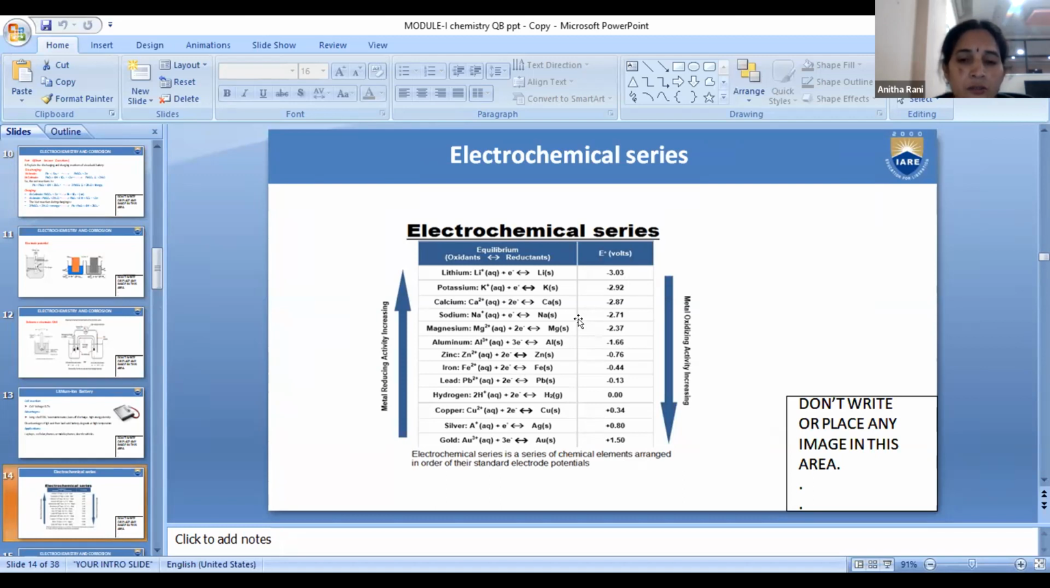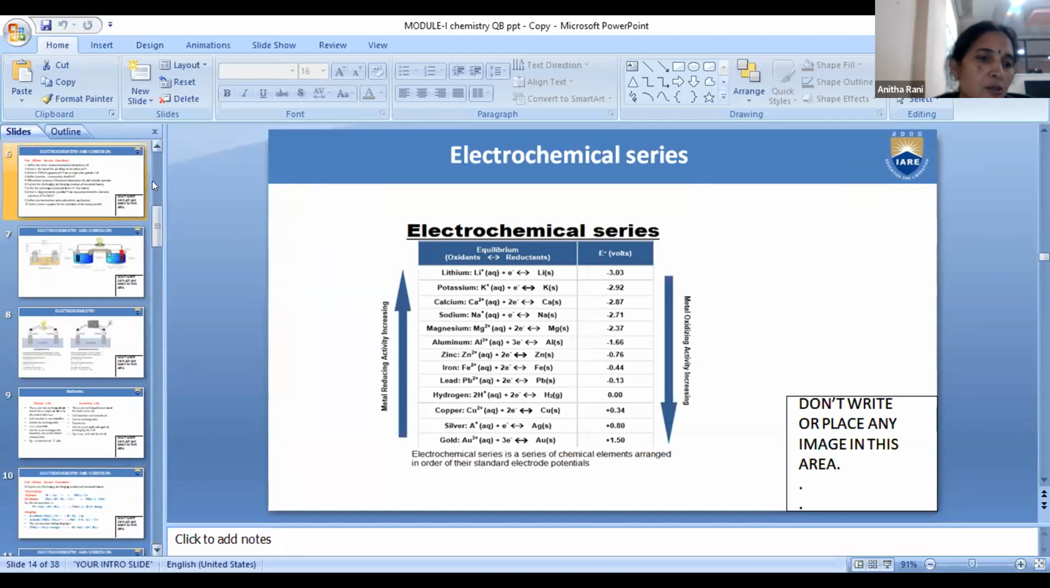Very good. The second is to predict whether a metal will react with acid to give hydrogen gas. All the metals which are placed above hydrogen will react with acid to give hydrogen gas. So learn the applications, students.